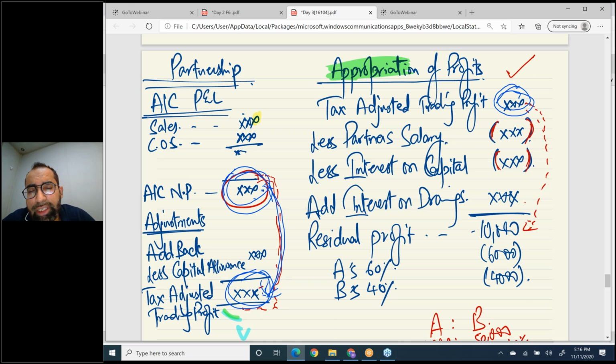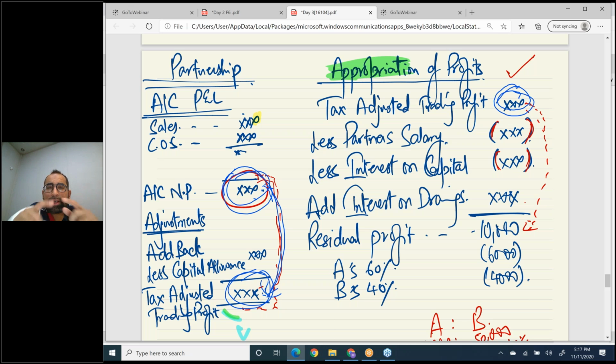So two things we have just studied. Number one, the journey from accounting net profit to tax adjusted trading profit. And once you calculate tax adjusted trading profit, you can easily do appropriation of profits. Okay. Done.